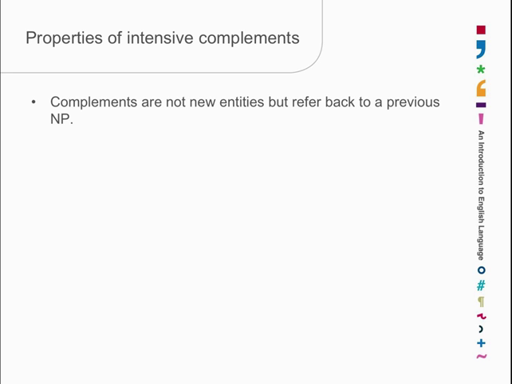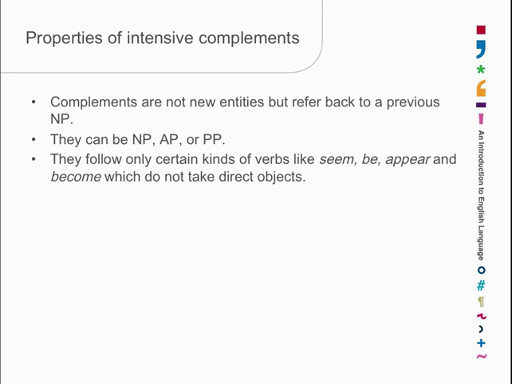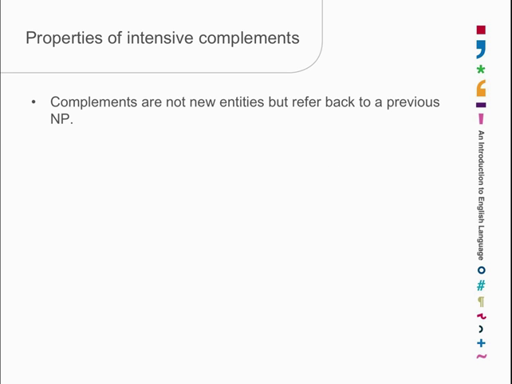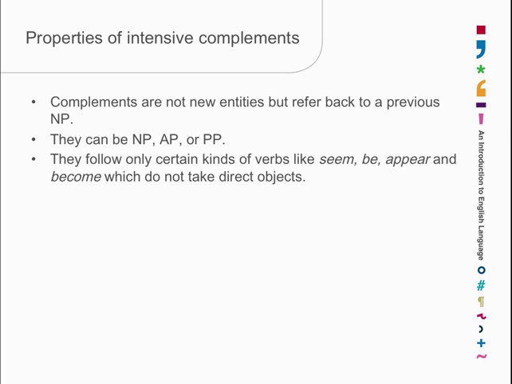Well, the examples so far are noun phrases, but what if we say the car appeared in great shape? Well, that would be a prepositional phrase. The jury seemed out of sorts. Prepositional phrase. The jury seemed very angry. Adjective phrase. So intensive complements can be noun phrases or adjective phrases or prepositional phrases. And as with all the other cases we've looked at, only certain kinds of verbs have them. Verbs like seem and be and appear and become. And they don't take direct objects.